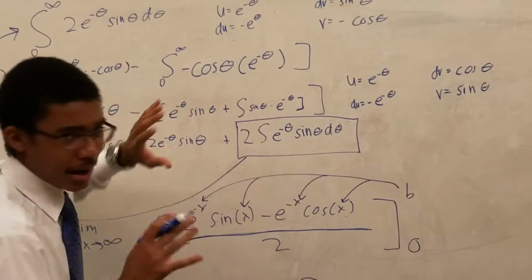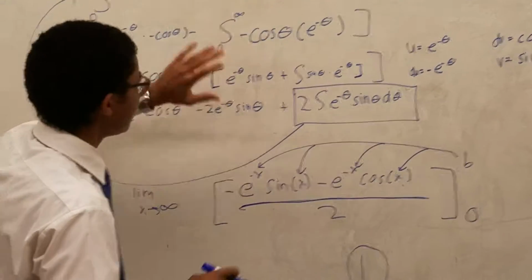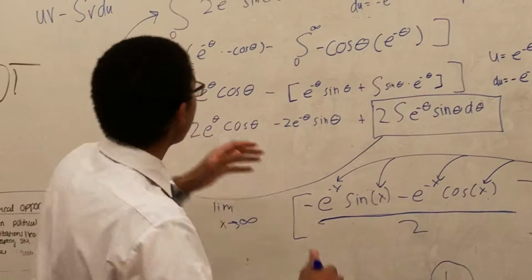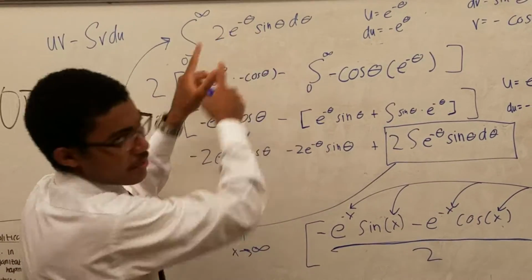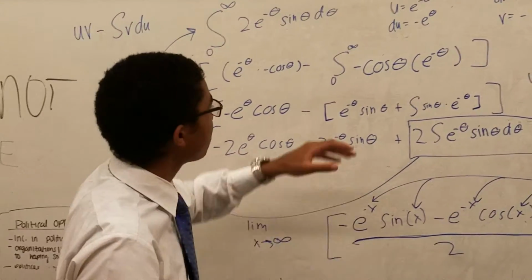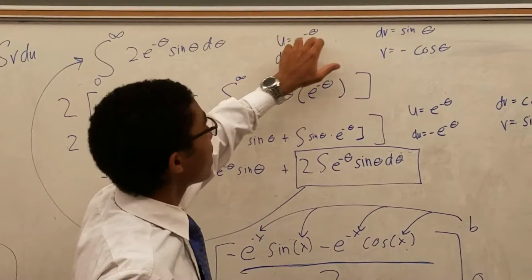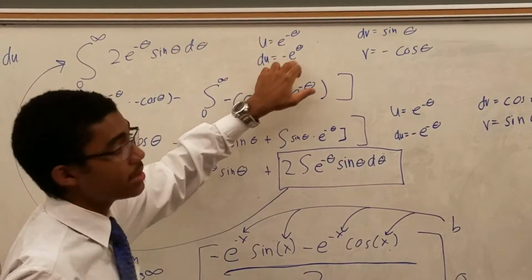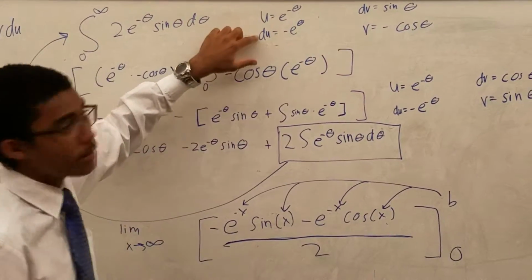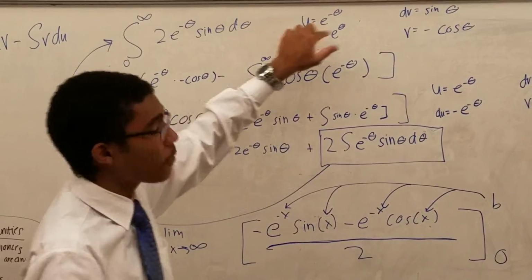First, I get my u by looking at the function that's easiest to differentiate. I have my e to the negative theta right here. It's pretty simple to differentiate, right? So I change that from e to the negative theta to negative e to the negative theta. That's just the derivative of u. Move over to this side.